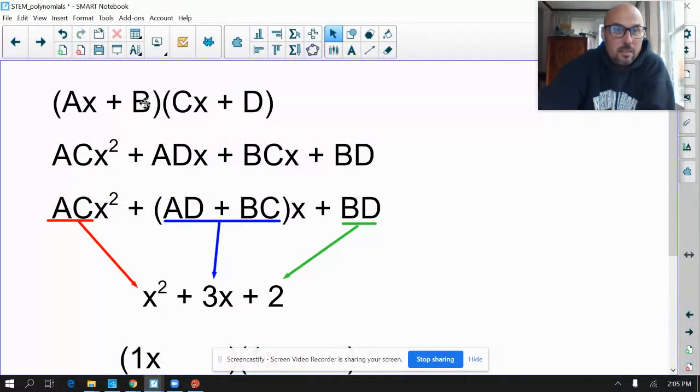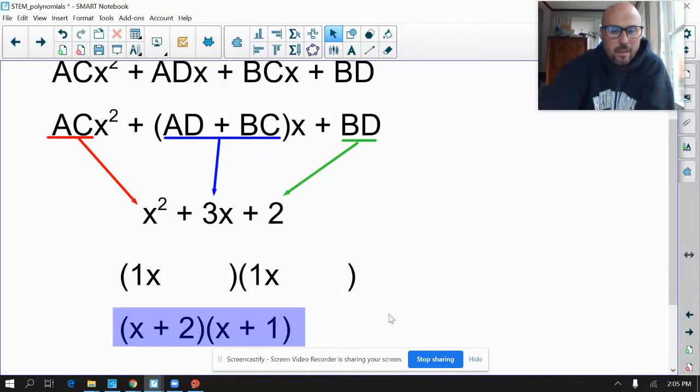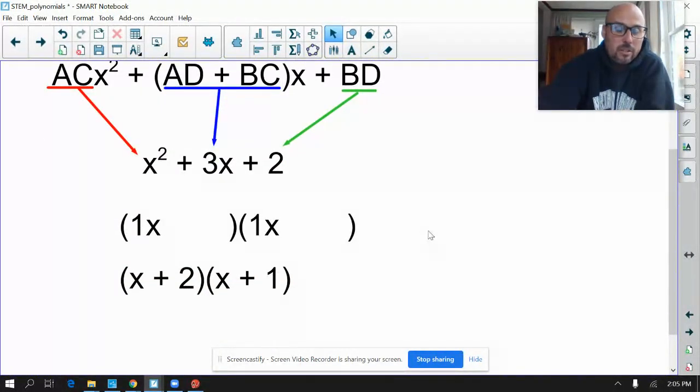And then I notice that this 2 is B times D. So B is this number right here, and D is this number right here. So when I multiply these two numbers, I should get 2. Well, what two numbers multiply to 2? 2 is prime, so it's just 2 and 1. And so this is the factorization of this trinomial. If I were to multiply this out, I would get this.